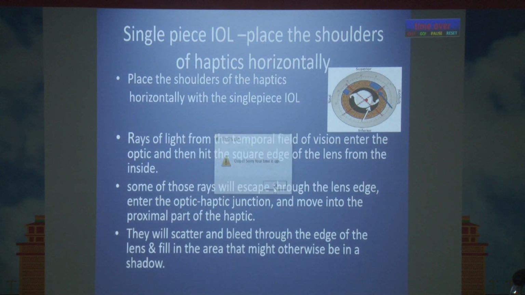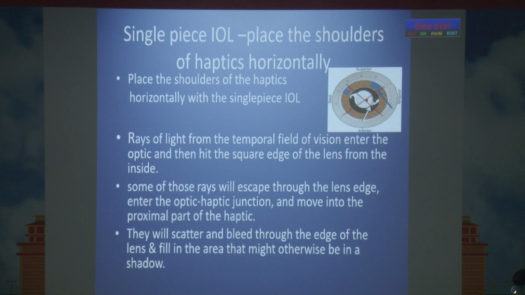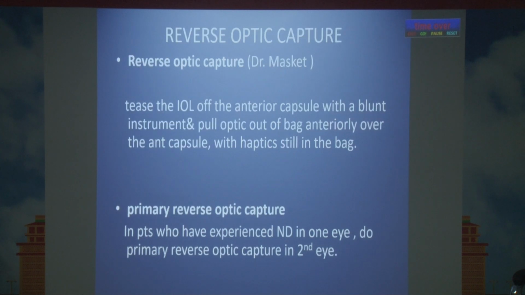By placing a single piece IOL horizontally, why it resolves is because this haptic acts as the extension of the optic. So light rays may bleed through this optic-haptic junction and that shadow may be illuminated.